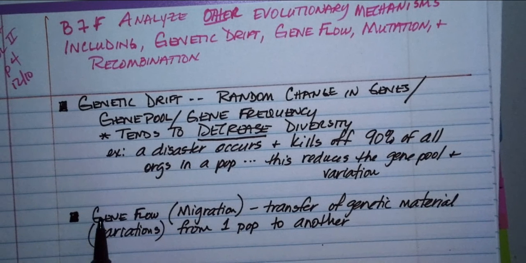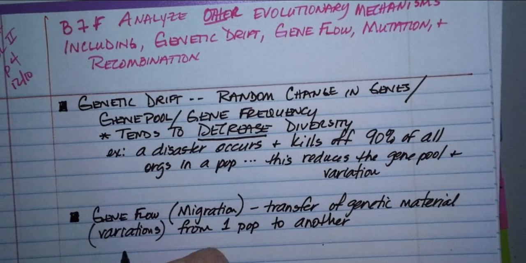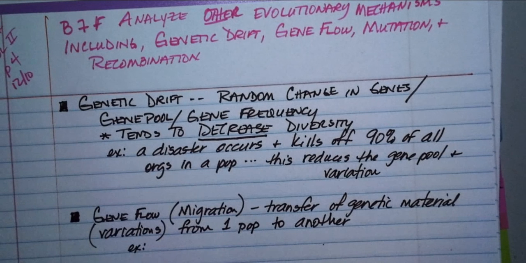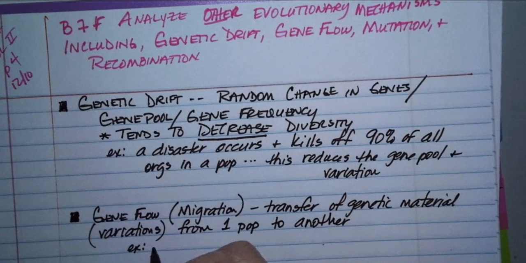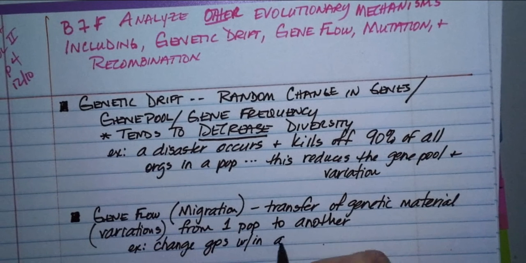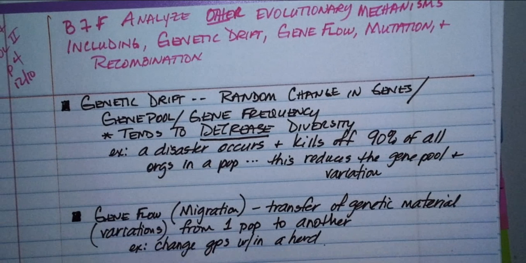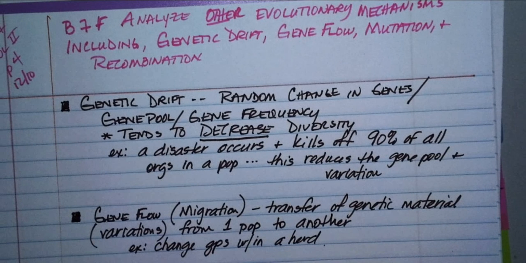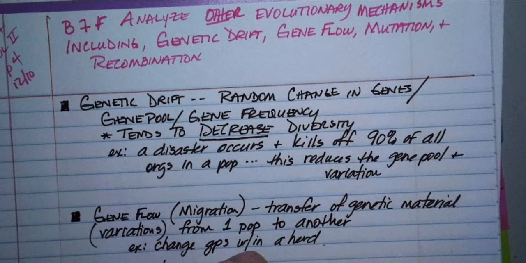So an example would be, and again, we don't use humans as the best examples because we kind of mess things up, but if you change groups within a herd, again, think of those huge, vast herds. Prairie dogs moving to a different prairie dog town. Not all of them move, but some of them will.